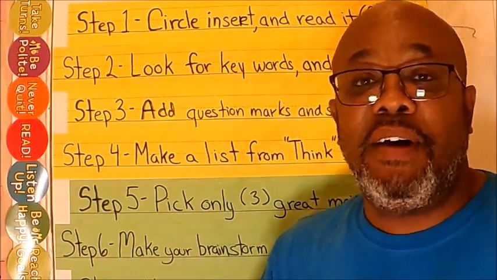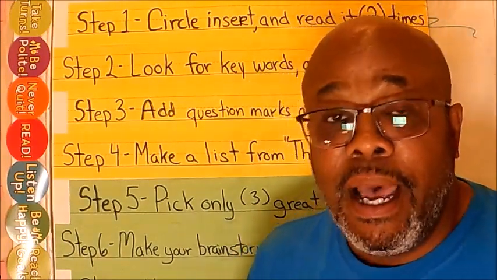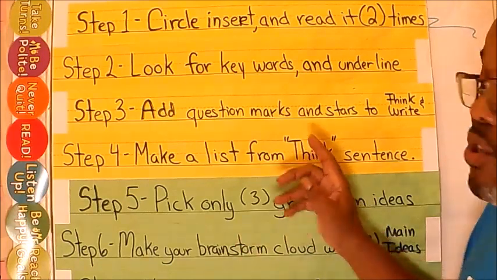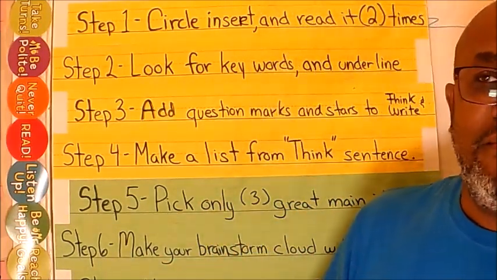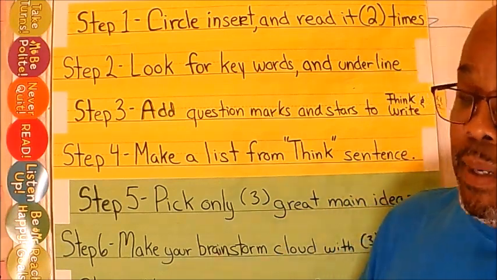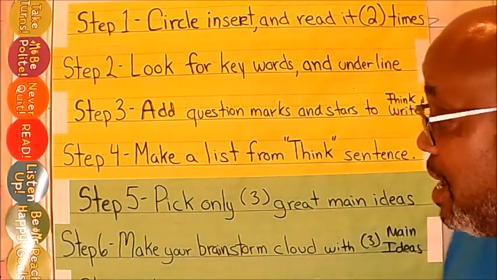Next, we're going to identify the question from the think. We're going to identify the think from the writing. How are we going to do it? We're going to add some stars. We're going to add some question marks. That way we're not mixing things up. Believe it or not, a lot of kids make mistakes on that.